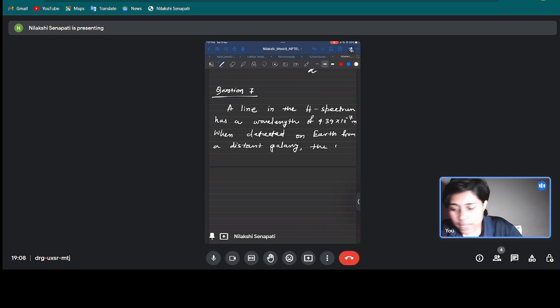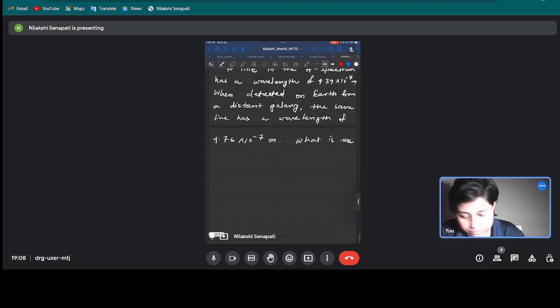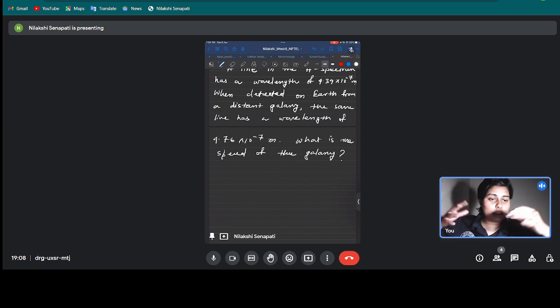the same line has a wavelength of 4.76 × 10^-7 meter. What is the speed of the galaxy? Recession velocity, actually.